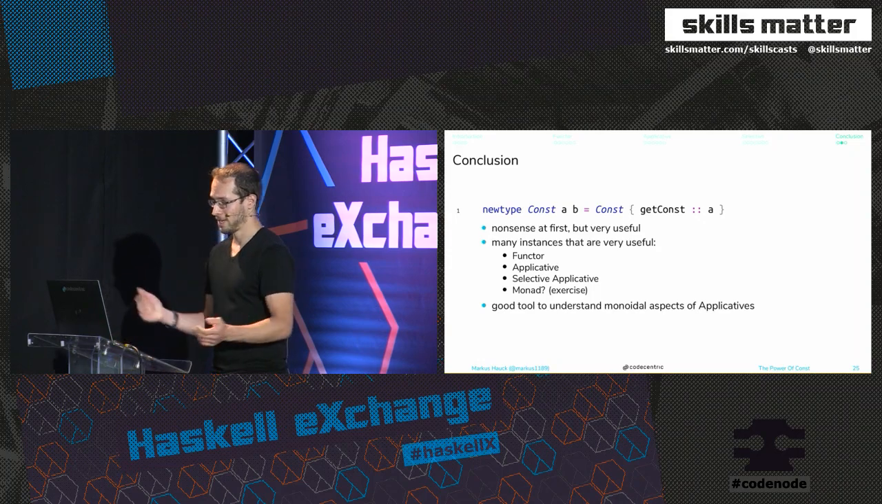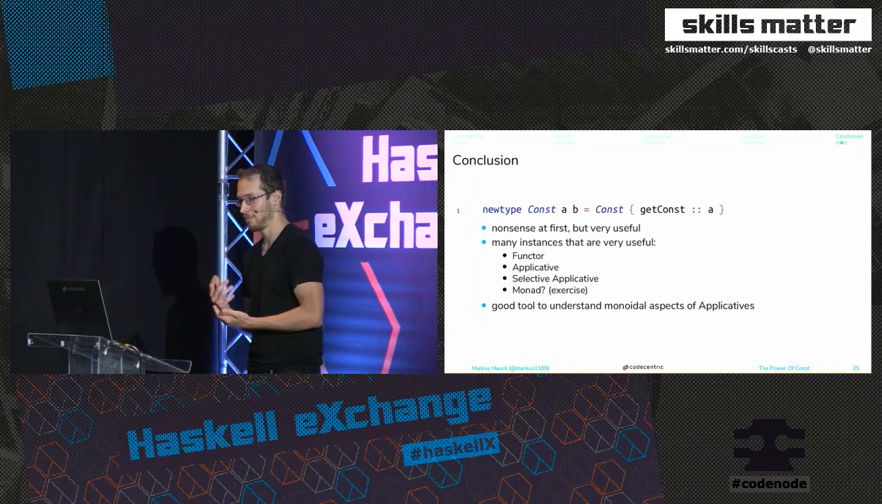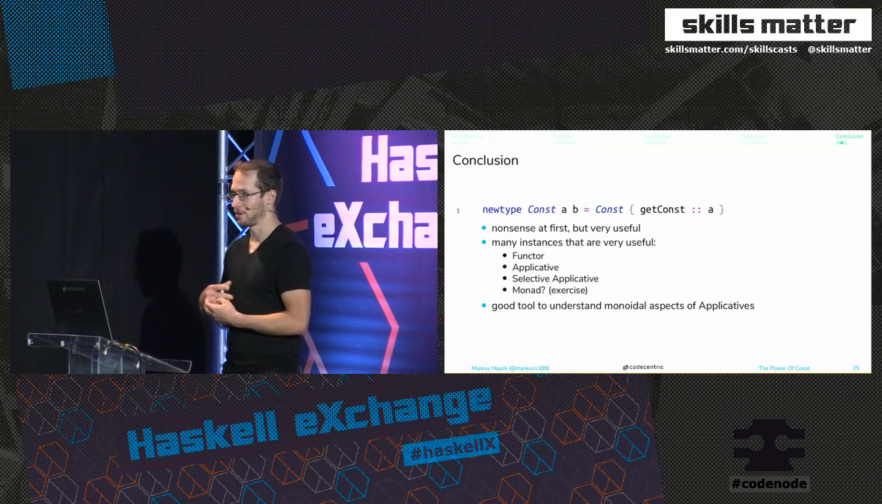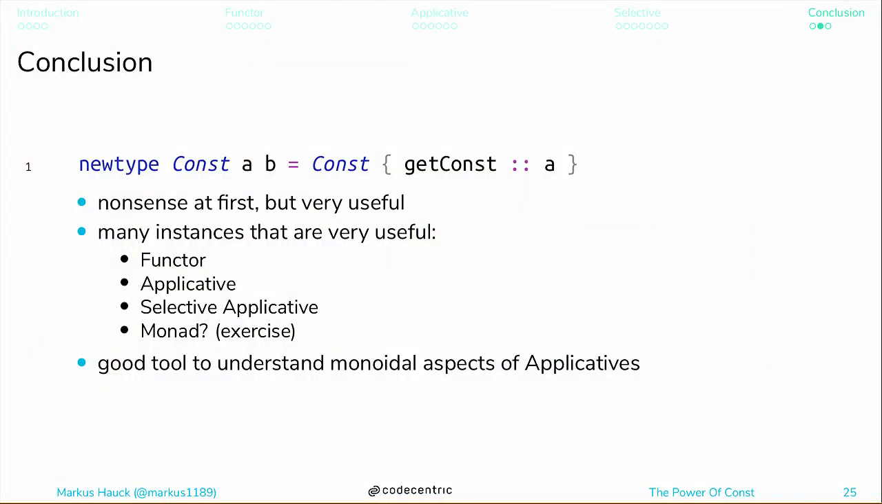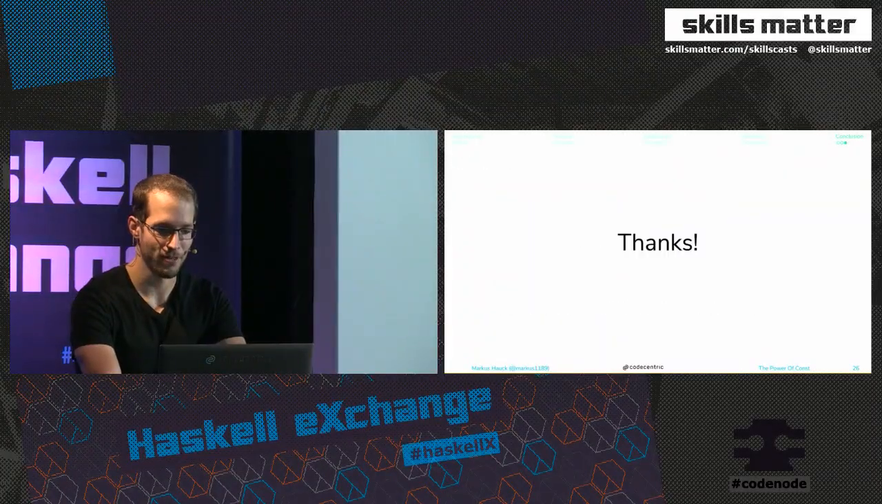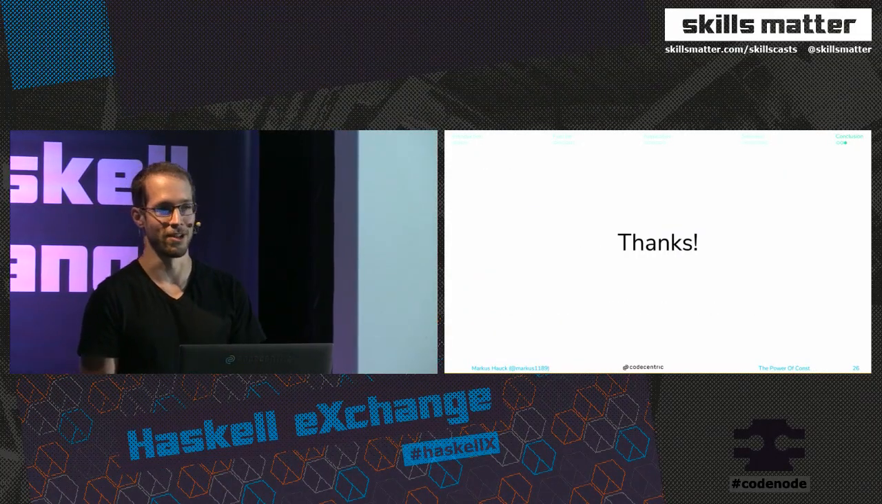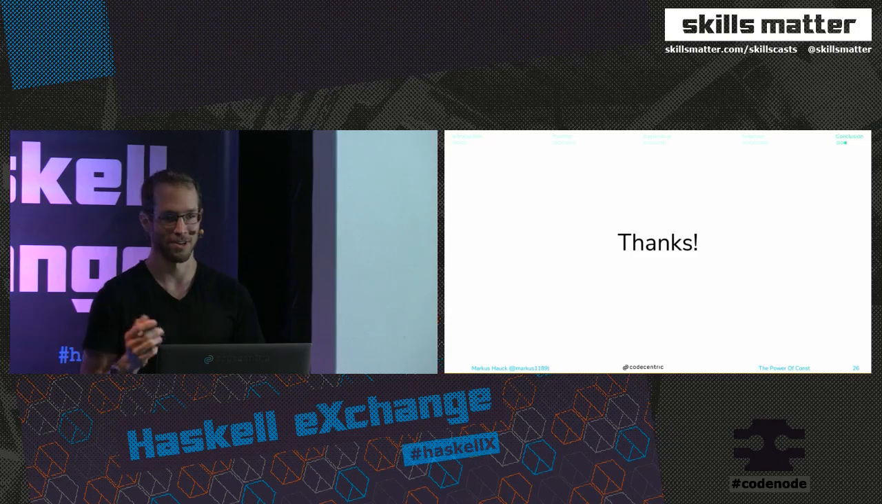Okay, conclusion. A newtype is a very simple type that seems nonsense at first, but has many very useful instances. You can also look at the monad instance if you want to. It's very useful because it tells you what the difference between applicative and monad is. And it's also a very good tool to understand the monoidal aspects of applicatives. So I think there's a lot more to Const than is immediately obvious. And that's all I've got. Thanks.